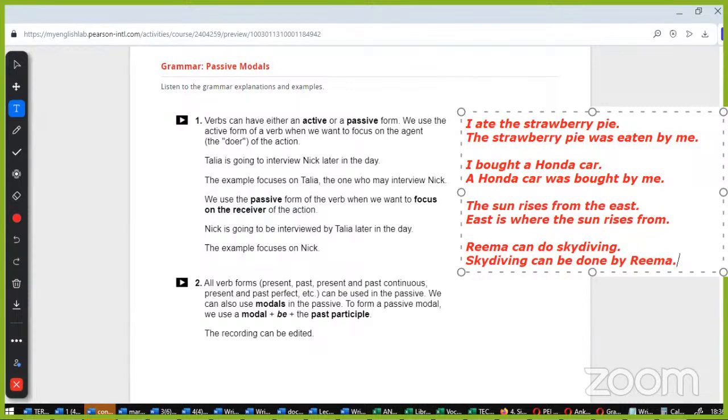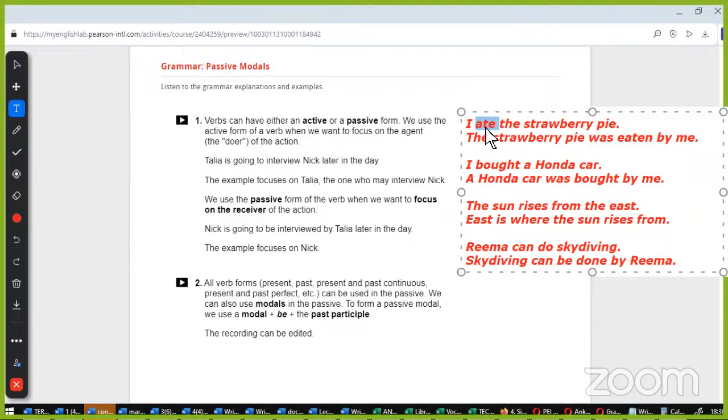Okay, so here you have the active sentence. I ate the strawberry pie. The strawberry pie was eaten by me. So here we're focusing on the strawberry pie. That's the object, right? Because an object of a verb, do you remember objects of verbs? What is the object of the verb? Do you remember that? I think yes. The object of that verb is strawberry pie.